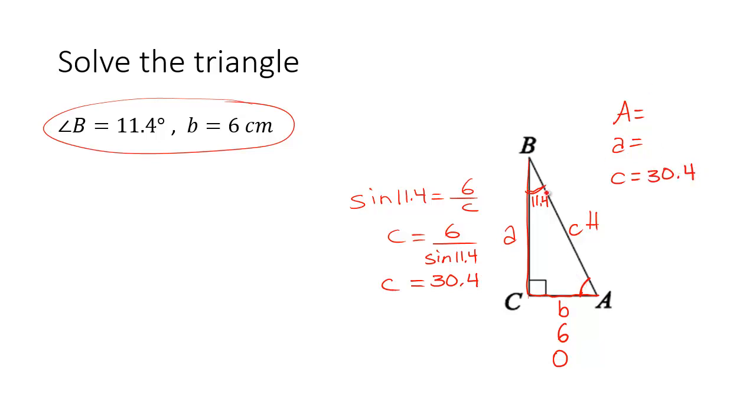Now, we also can find A because it's complementary, so 90 take away 11.4 will be 78.6. And finally, a can be found by taking the Pythagorean theorem. So you would have 6 squared plus a squared is equal to 30.4 squared. So a squared will be 30.4 squared minus 6 squared, and then square rooted, and that gives you 29.8. And you've solved all the parts.